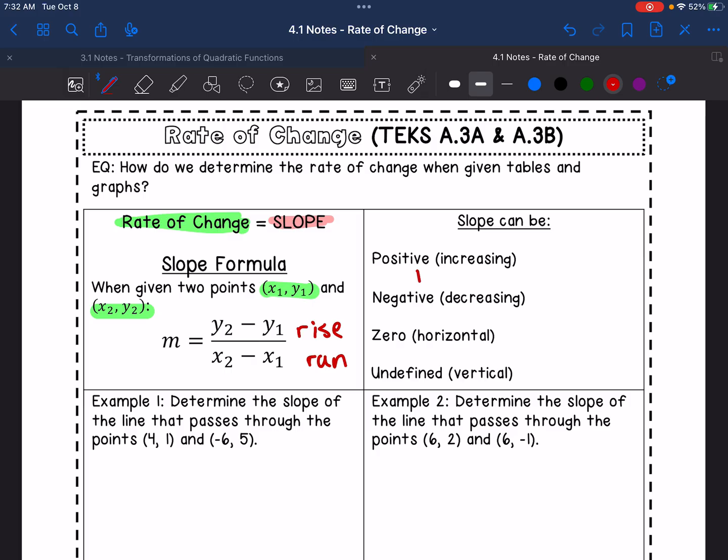If our slope is a positive number, that means our line is increasing. It is going up and to the right. If we have a negative number, that means our slope is decreasing. It is going down and to the right. If our slope is equal to 0, that's going to be a horizontal line because it has no rise. And if our slope is undefined, it is a vertical line because it has a 0 for the run.